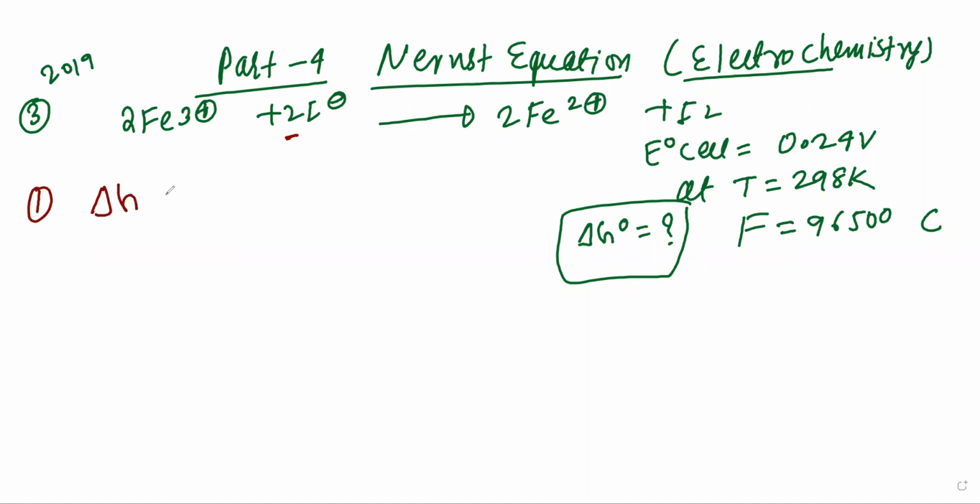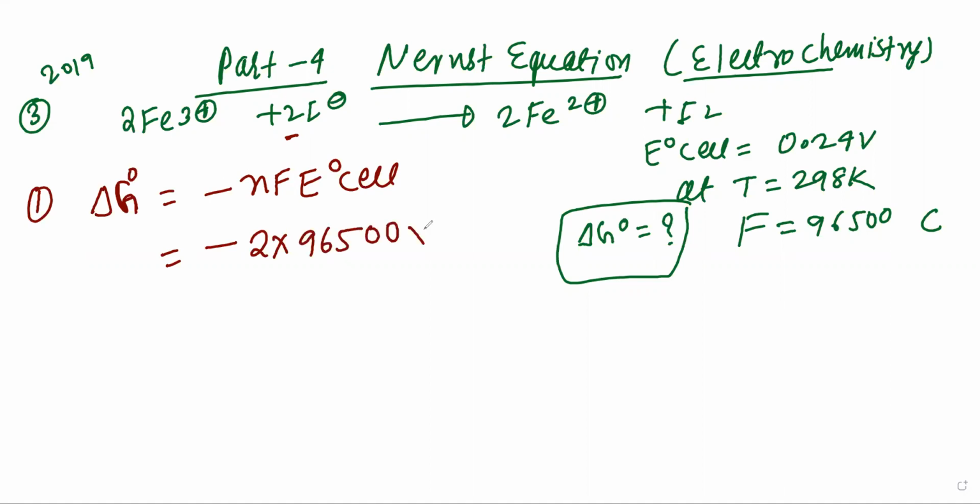Delta G is equal to minus NF E naught of cell. So N is the factor, F is Faraday constant. That is equal to minus 2. N value is 2, right? F value we know, that is 96,500. E naught of cell value we know, that is 0.24 volt, is equal to, now multiply all this, so you will get 46,320 joule per mole.